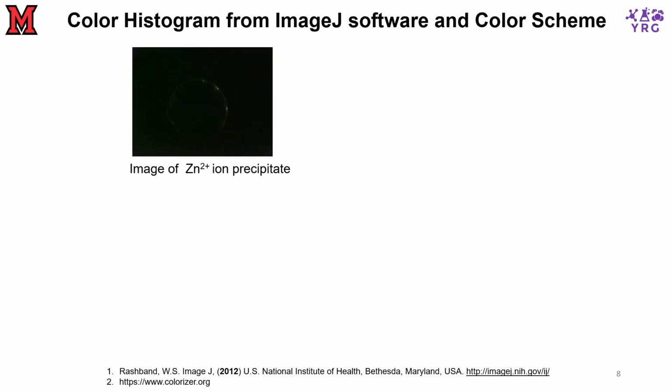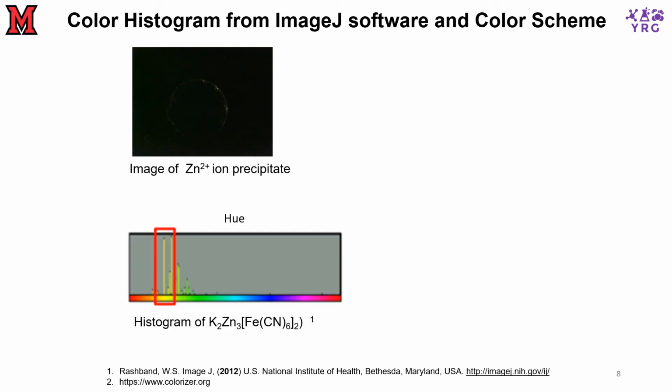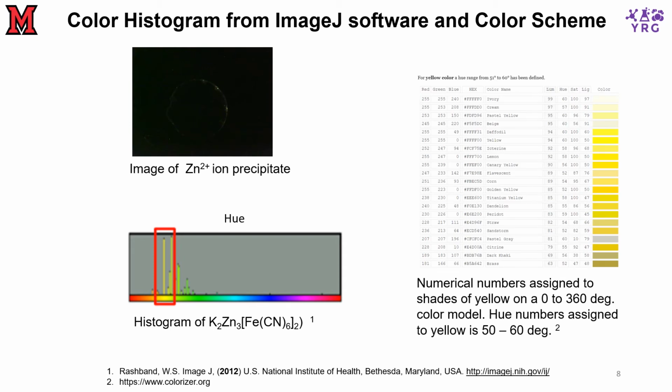When the post-rinse image is processed through the ImageJ software, a color histogram output is given showing a range of colors. The yellow color represents ionic zinc, and to obtain only the summation of this yellow coloration, numerical numbers from 50 to 60 degrees, representing all shades of yellow on a color model, are used. A summation of all yellow-colored pixels is obtained, and this correlates to the concentration of ionic zinc.